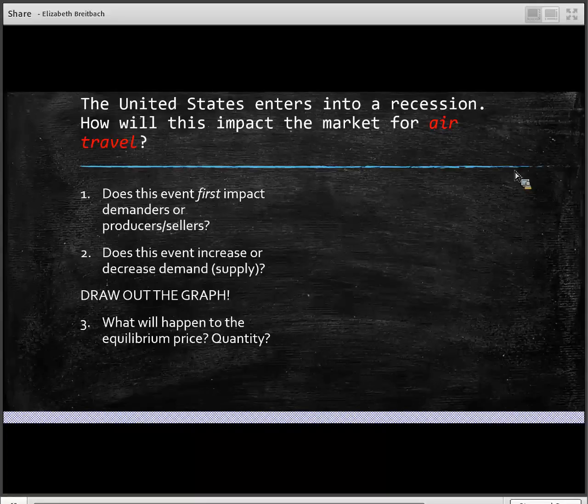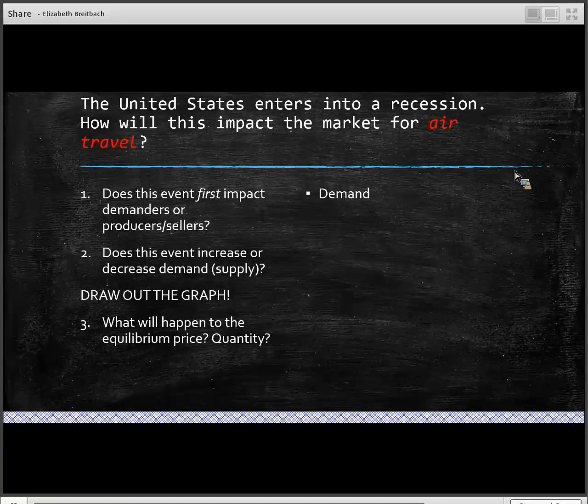Well, again, it's going to affect the demand side. Okay, so the demanders are the first ones to respond. So it's consumers that are experiencing a reduction in their income. They're not going to necessarily have the money or the safety net that they had before. They might not get as large of bonuses at the end of the year. They might be worried about their job. And so consumers really feel the brunt of the recession first.